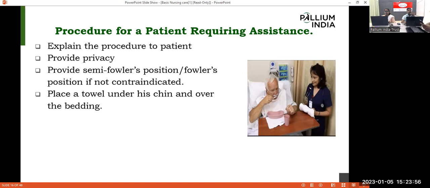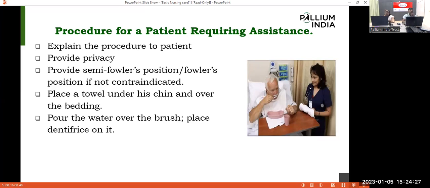So we need to explain the procedure to the patient, then provide adequate privacy for the patient, then provide semi-fowler position or, if possible, fowler position. If it is not contraindicated or if it is possible, we can give the fowler position for the patient. Then if a cardiac table or any supporting equipment is there, and it is possible, we can give it. With that support, we can make the patient sit in this manner.